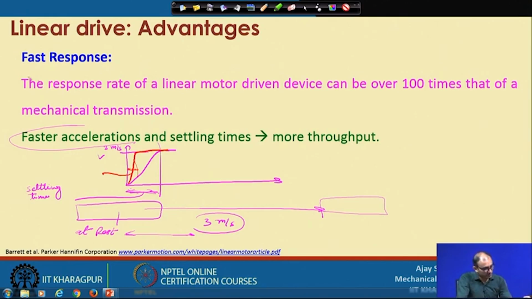If it is responding very fast, then your settling time will be very less. Quickly you are reaching your required velocity, and then you can start performing your operation. So, you are reaching the required position very fast, and obviously your throughput is very high. Throughput means the production rate, how fast you can process one component. So, that is called throughput.